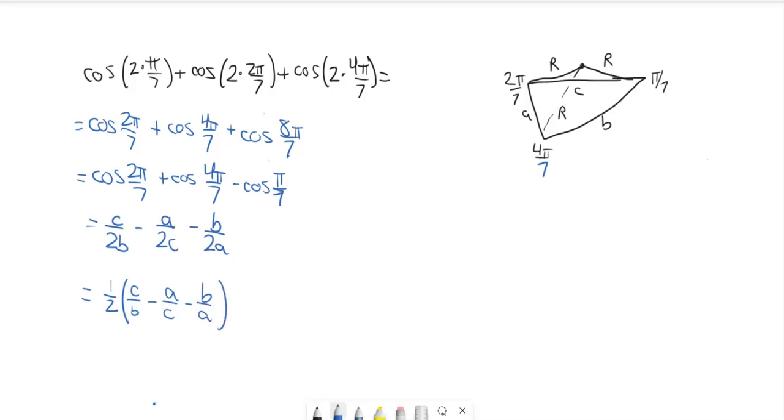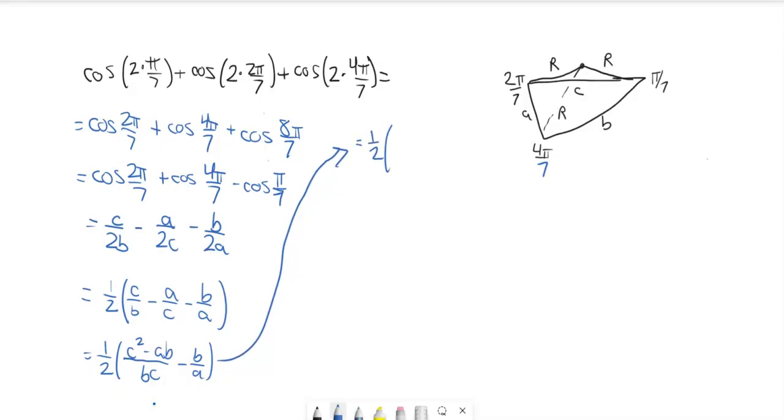What I'm going to do is find the common denominator for the first two fractions, the first two ratios. So the common denominator is bc. We cross multiply: c squared minus ab over bc. We'll scooch on up here. So that will equal 1/2.